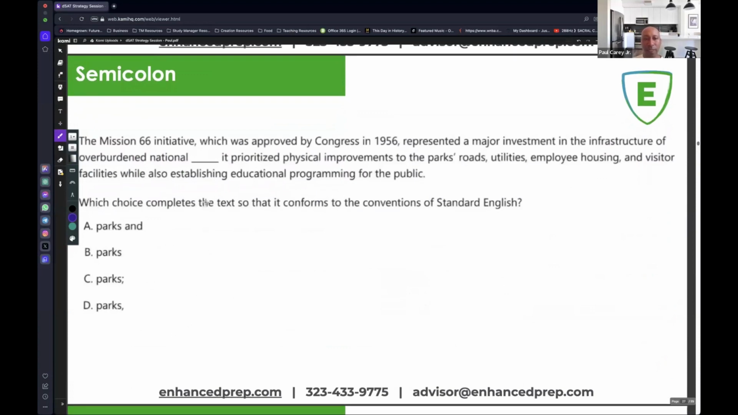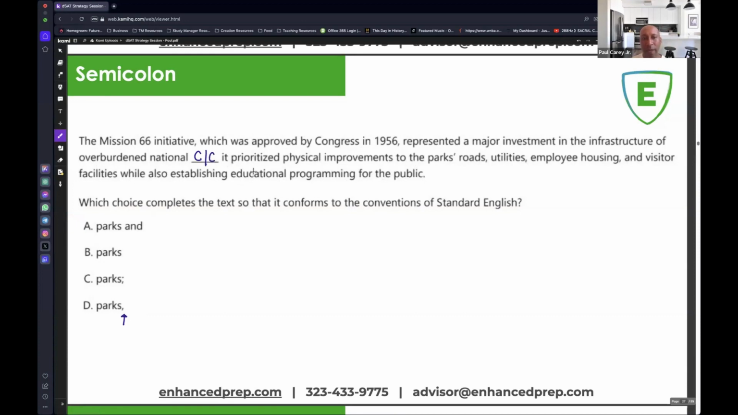So it says which choice completes the text so that it conforms to the conventions of standard English. So what do we do? We see where our punctuation is changing, and then we draw our vertical line. Let's read this one out. The Mission 66 initiative, which was approved by Congress in 1956, represented the major investment in the infrastructure of overburdened national parks. Cool. So that one will be complete. And then let's check out the next one. It prioritizes physical improvements in the park's roads, utilities, employee housing, and visitor facilities, while also establishing educational programs for the public. Cool. This is also complete.